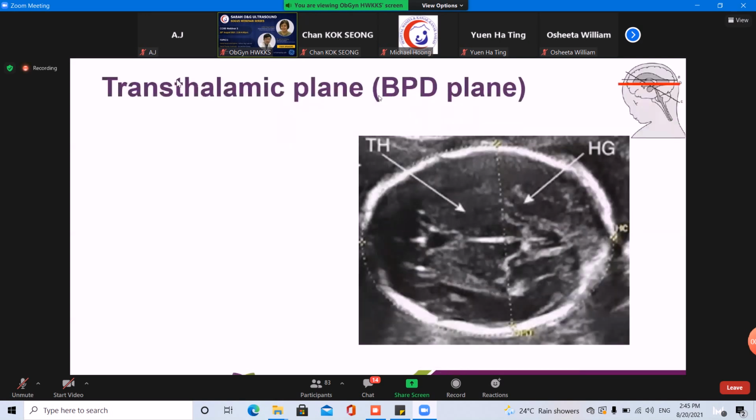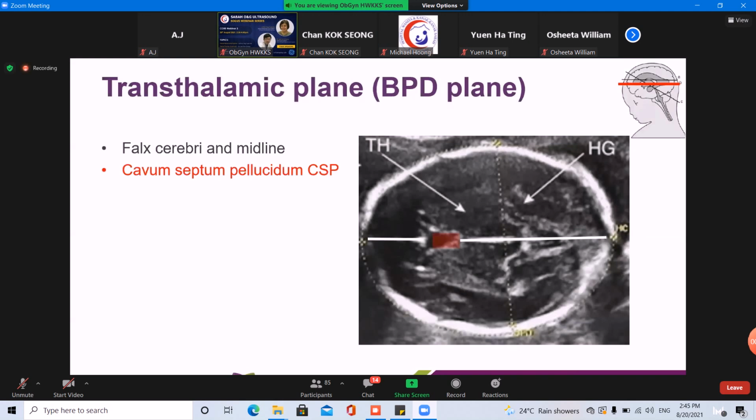Now, this is the transthalamic plane, which cuts through the thalamus. In this plane, you will be able to see a white line here, which is the falx cerebri or the midline. And this red box here is a very important structure, what we call the cavum septum pellucidum or CSP. This is a fluid-filled rectangular box here. And this is a very important structure, and the absence of this structure denotes that there is very serious brain abnormality. And on the side of the CSP, you can see the two little comma-shaped things here, which are actually the frontal horns of the lateral ventricle.